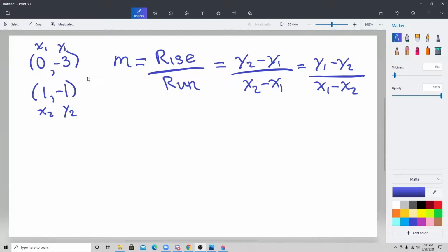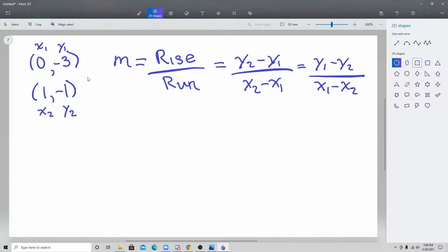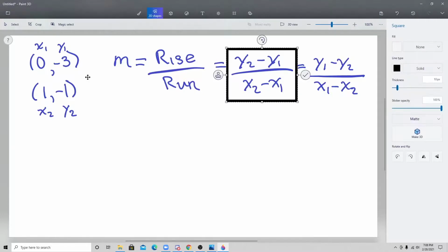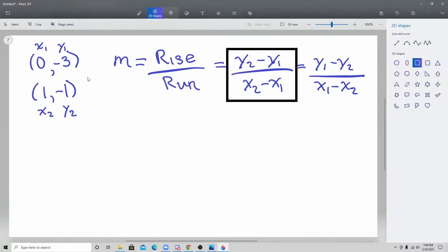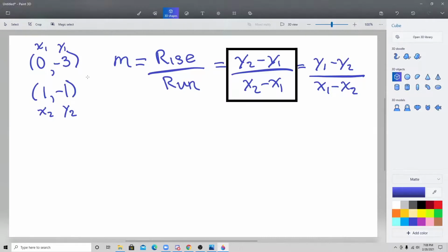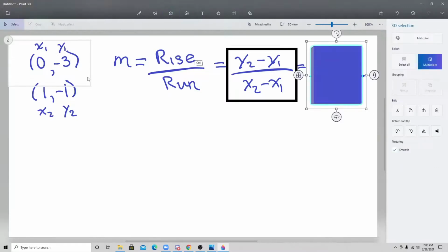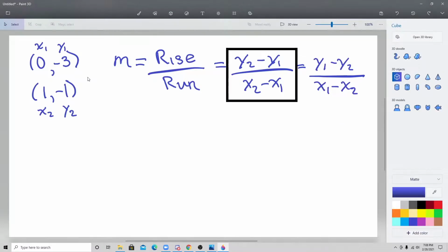Your teachers normally recommend that you use this method, mainly because if you're judging it from left to right, the point that's most on the right will be x2 and y2. But you can honestly do either way. It's just that this way is easier, because if you do the one on the right, you're just going to cancel out negatives.